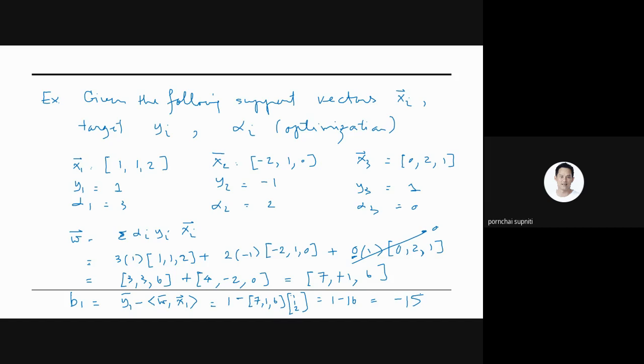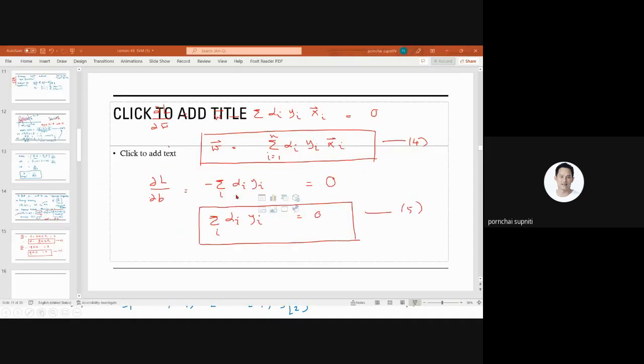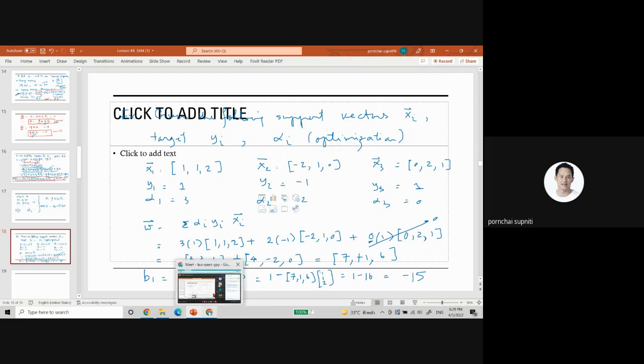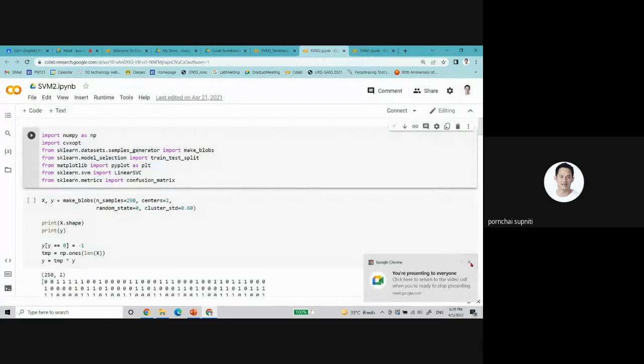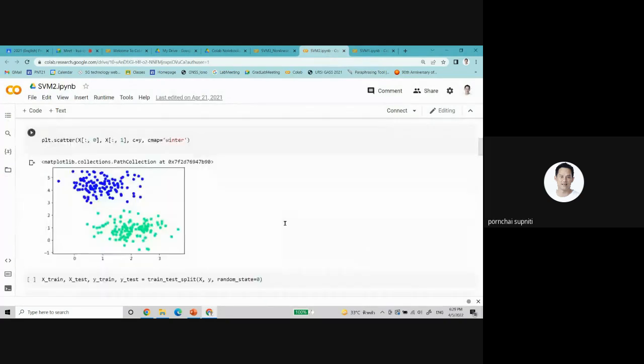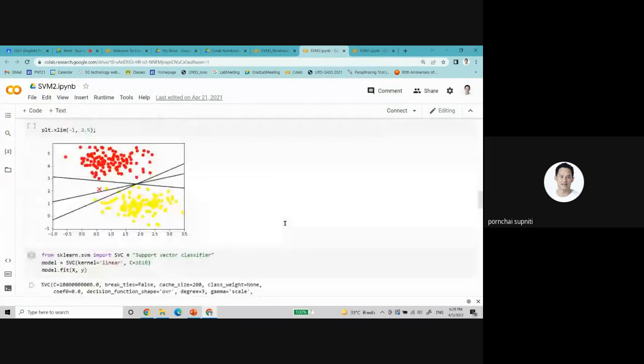Okay, so let's go to an example for the linear SVM first. I share with you some links. I hope you can look at it. We can look at the second one actually. Yeah, this is the second one. So let's take a look at the Python code together. It's quite a long code actually. But let me see how long it is. Not so long. Okay.